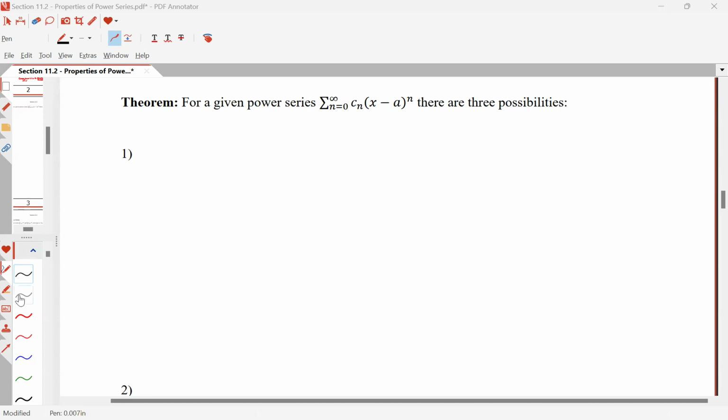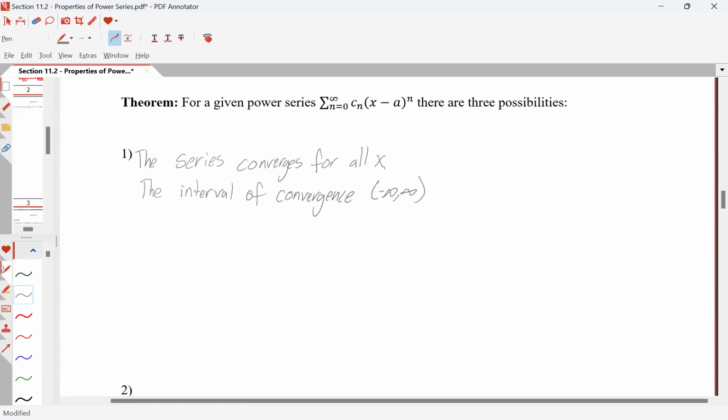The first possibility is that the series converges for all x. This means that the interval of convergence is going to be negative infinity to infinity, and the radius of convergence is r equals infinity.